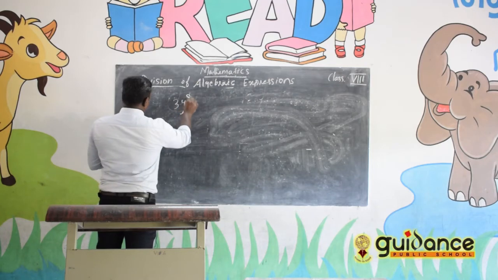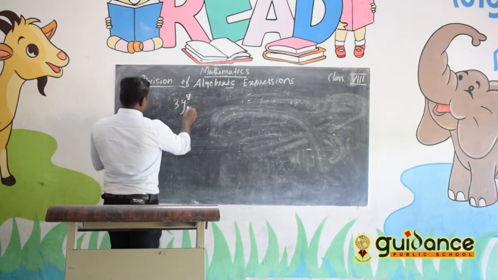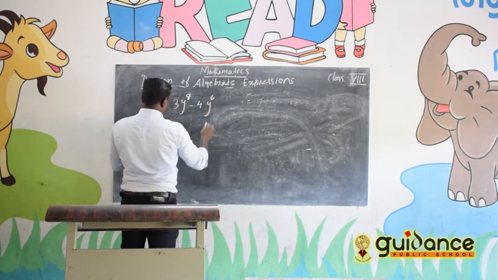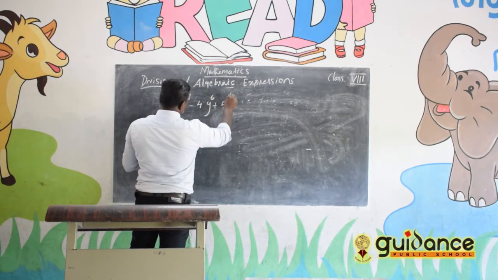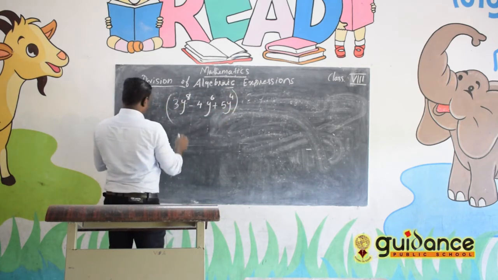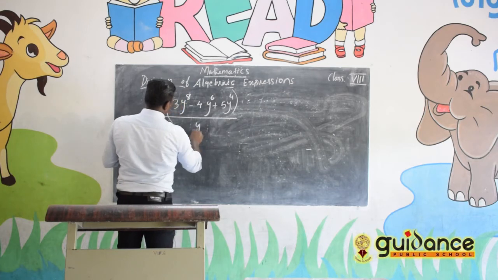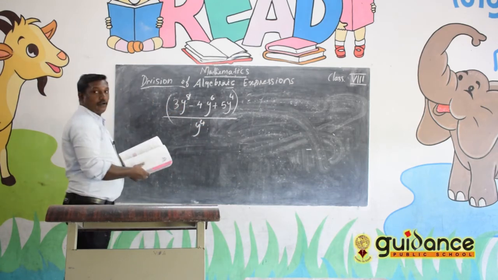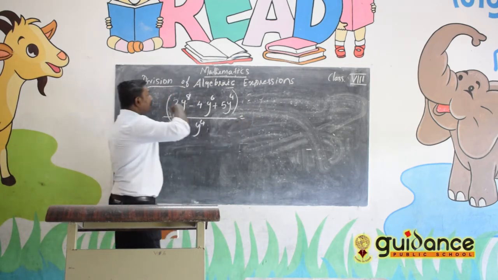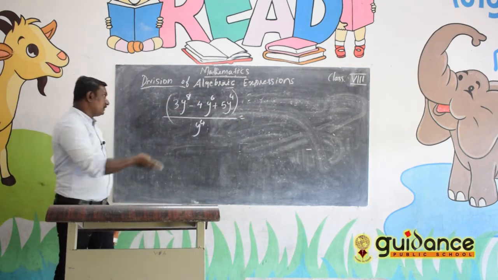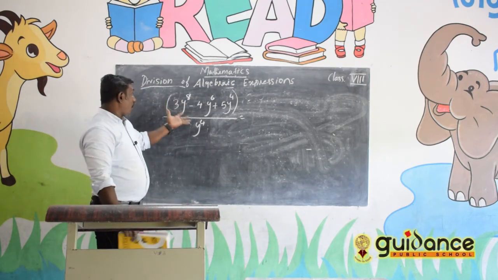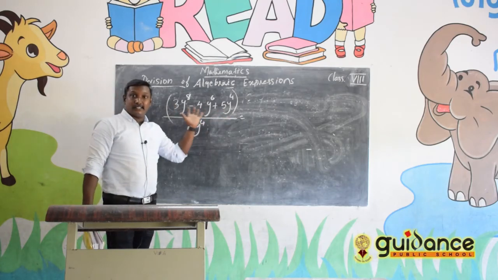3y raised to 8 minus 4y raised to 6 plus 5y raised to 4, all divided by y raised to 4. From this, there is no need to expand the given terms. From this we can write the highest power of y. Before that, we must consider the coefficients. Is any coefficient common for these three terms?